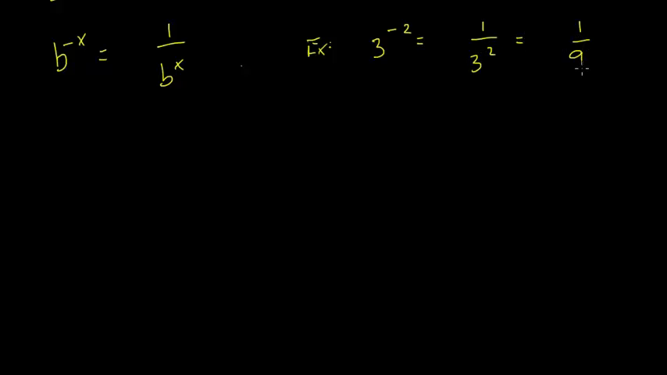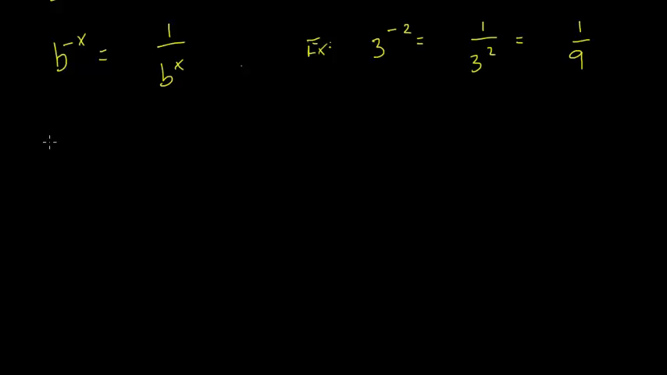Alright, some other reminders. If I want, let's say, b to the minus x, that's the same thing as 1 over b to the x, because a negative exponent is the same as putting the whole term in the denominator and making the exponent positive. So our example could be 3 to the minus 2 is 1 over 3 squared, which is 1 over 9.